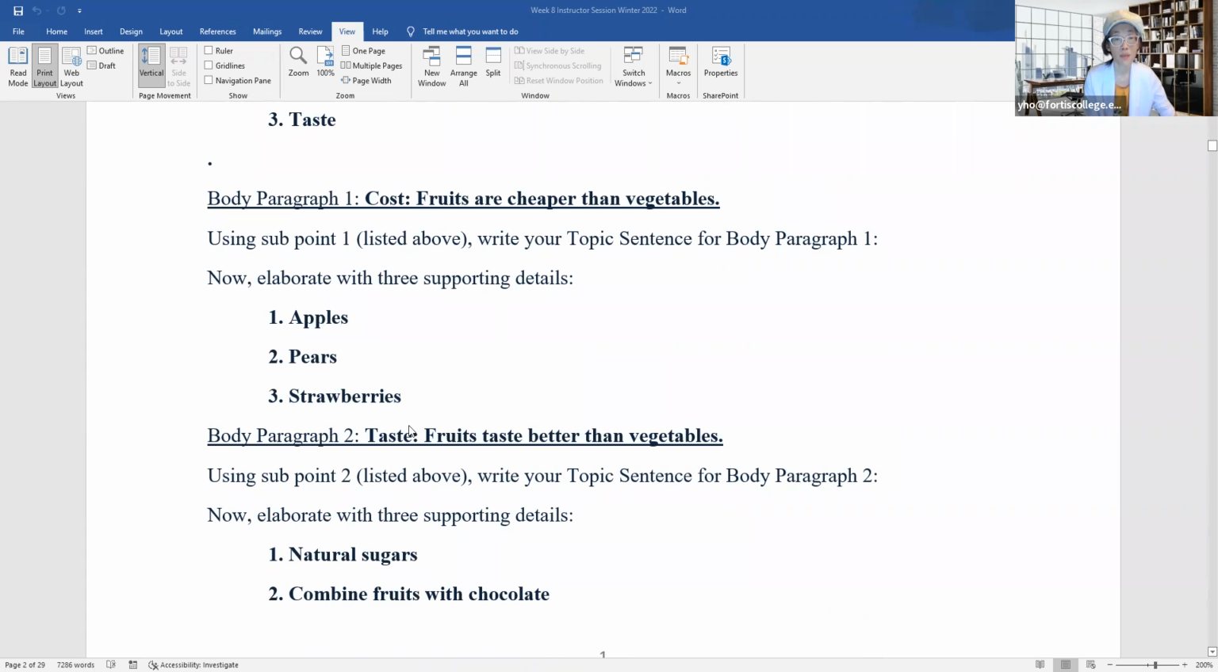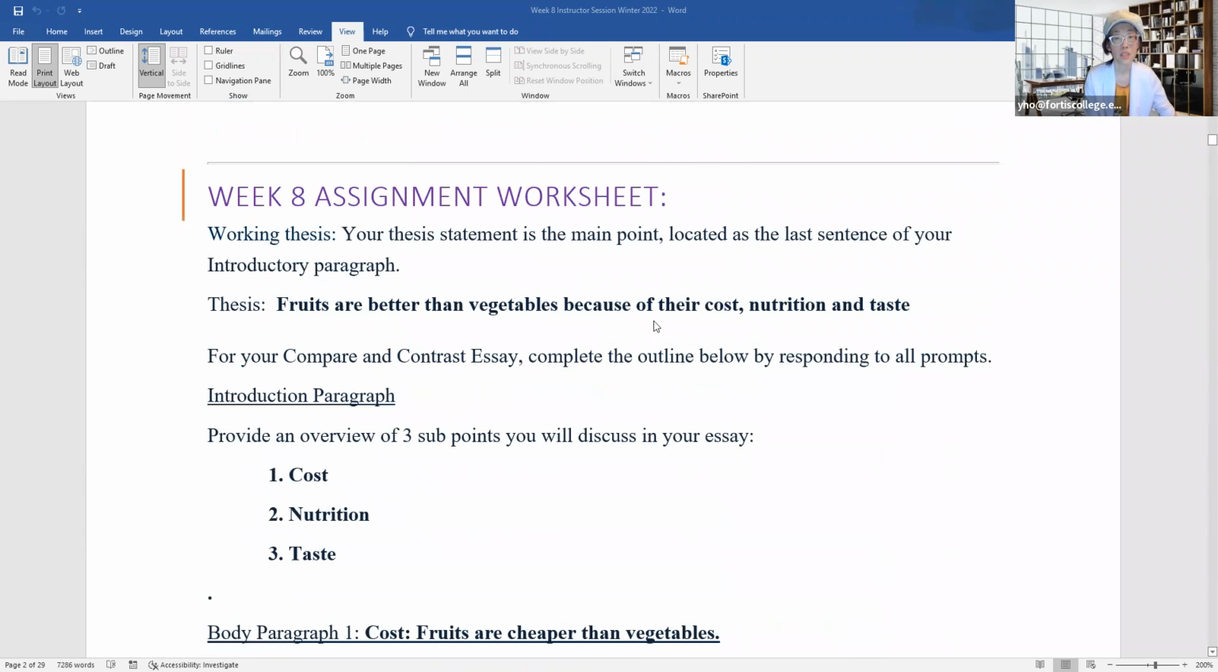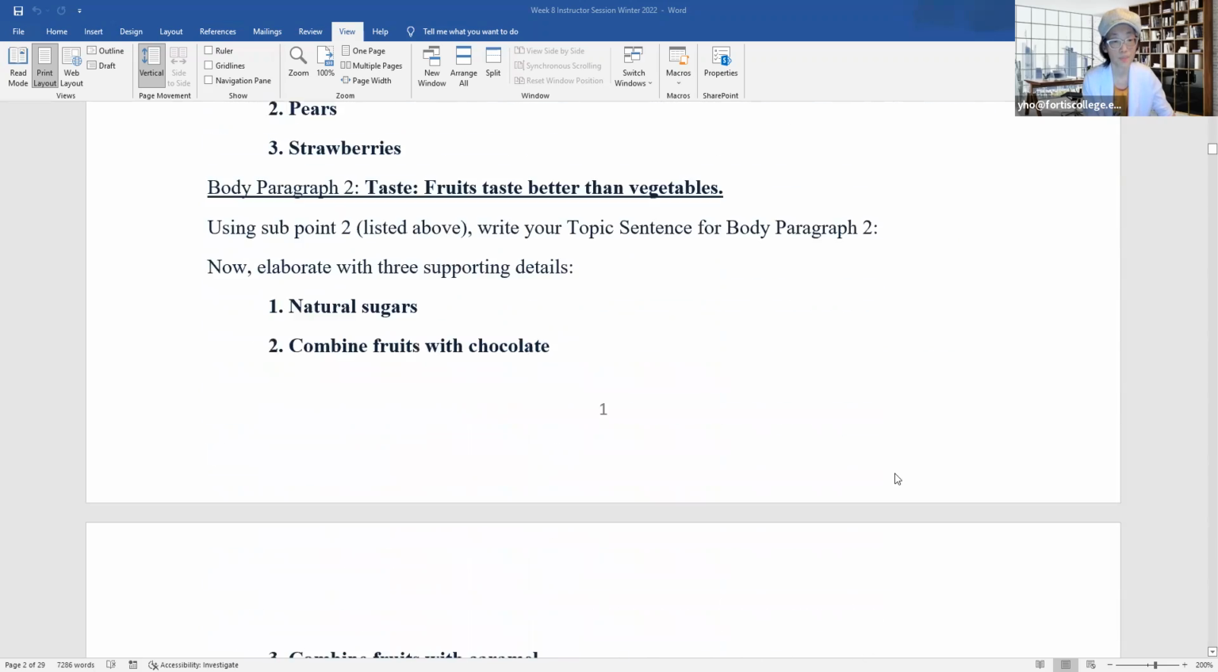And then each topic sentence matches the thesis statement: cost, nutrition, and taste. When you have a thesis statement with matching body paragraphs, that's how you know that you have essay coherence. And also when you have a thesis statement with matching body paragraphs, that's known as the 5-paragraph essay structure.